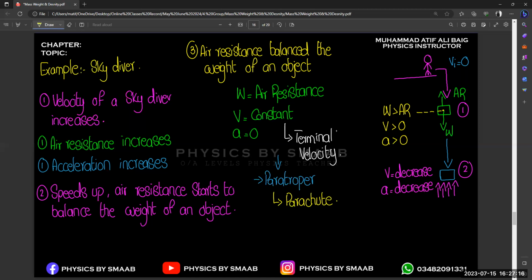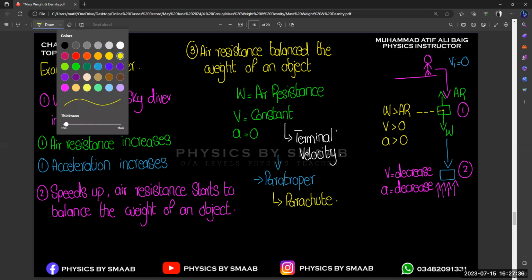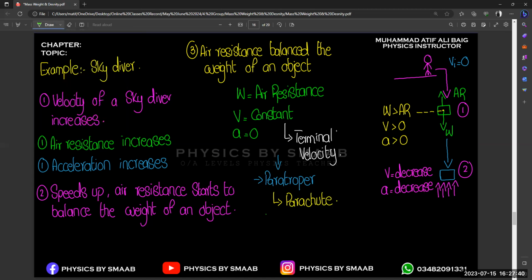Your parachute opens and your surface area will increase like 10 times, right? Because if you consider the surface area of your body and the surface area of your parachute, your air resistance will increase like 10 or 20 times compared to your body, right? So when your surface area increases very quickly, at this specific point, your velocity will decrease, right?